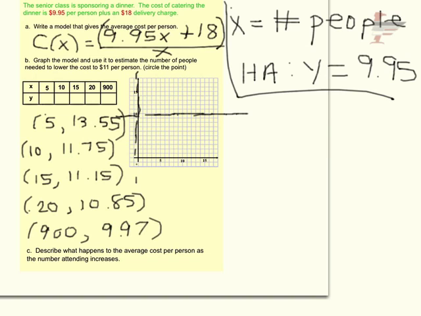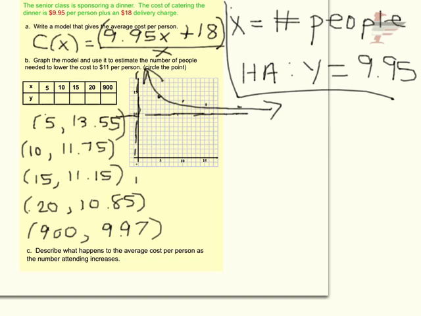If I graph these, not that I'm going to graph these perfectly, you can see that at 5, it's like 13-ish dollars, and then at 10, it's about 12, and then at 15 it's going down to about 11, etcetera. So it's working its way out as follows. I'm sorry, I didn't finish the question here. It says estimate the number of people needed to lower the cost to $11 per person. So graphically, I'll just change the color of my marker here.